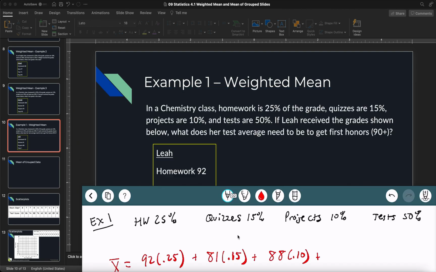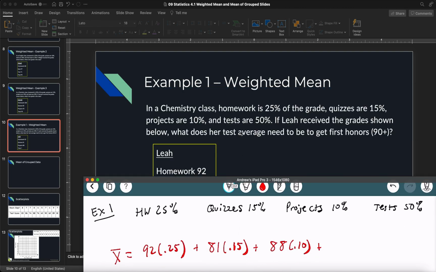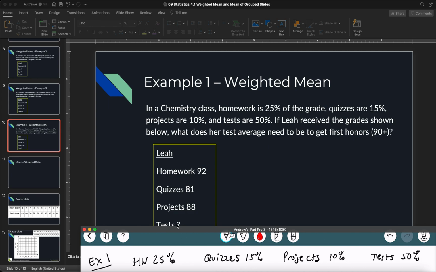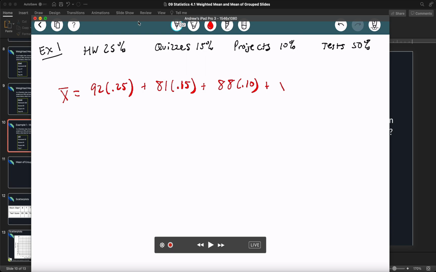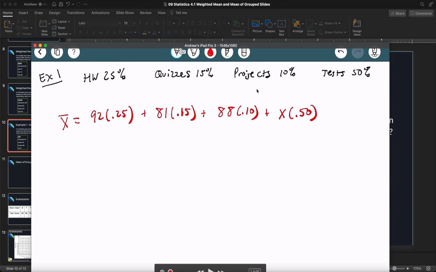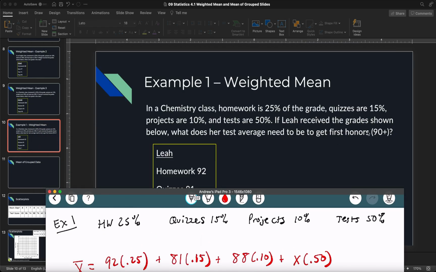And then finally, we have the test grades, which are worth 50%. And I don't know what the test grade is, so what should I use if I don't know what the test grade is? Right, in math, we should use a variable. So I could just use X here, so that's what we're trying to find, and the tests are worth 50% of the grade. So basically half of the grade is just the test there. Notice I want to know what she needs to get in order to get a 90 or above.